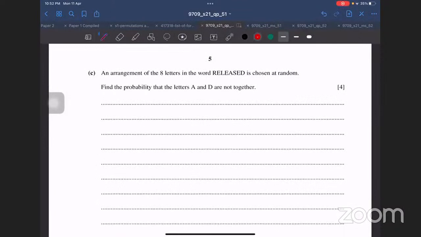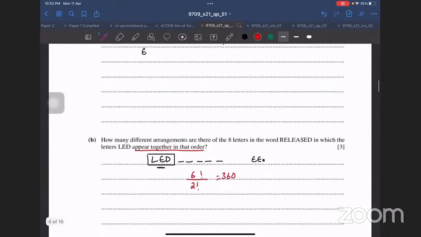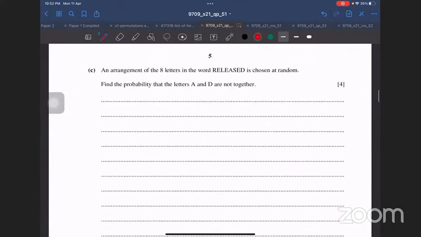Then it says an arrangement of the 8 letters in the word released is chosen at random. Find the probability that the letters A and D are not together. So one of these arrangements out of 6720. I know that the denominator has to be 6720. I want to find the probability that A and D are not together. There are multiple ways of doing it. I could find the probability of together and then subtract it from one, and I think that is the easy way to do it.